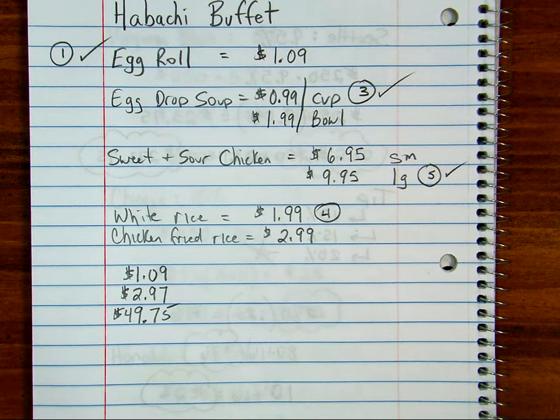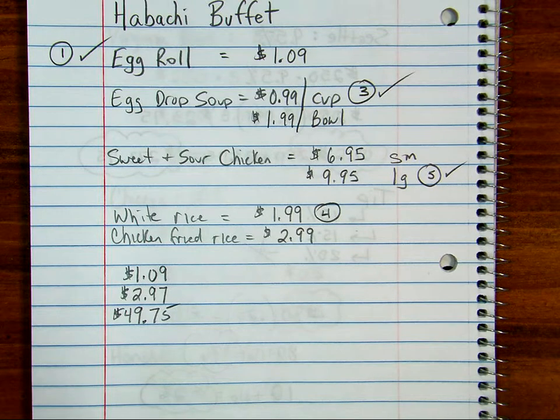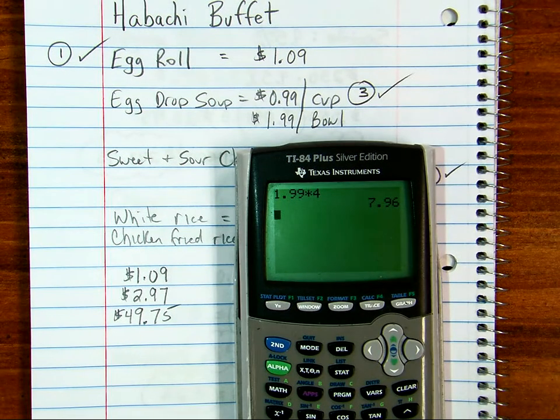And last but certainly not least, we have 4 orders of white rice. How much is 4 orders of white rice going to cost? Josh. Aiden. $7.96. Very good. So what you have to do is take the $1.99, multiply it by the 4 servings, and you get $7.96. Very good.